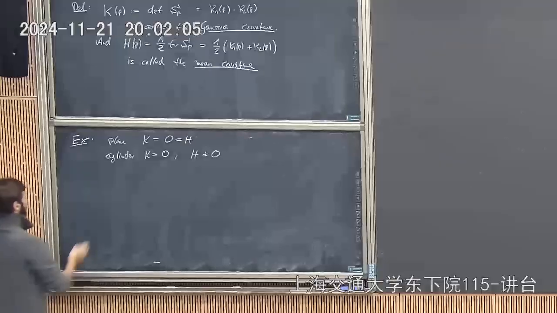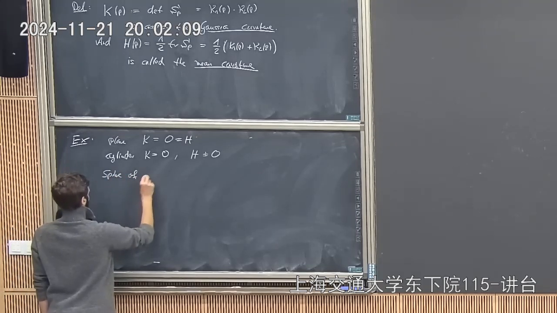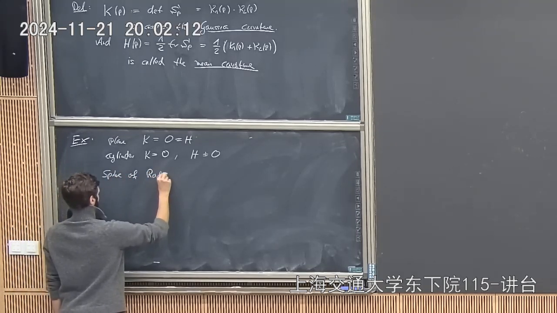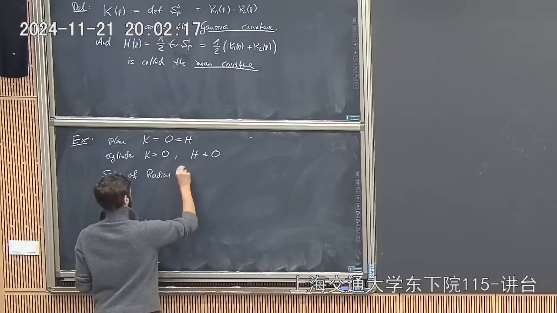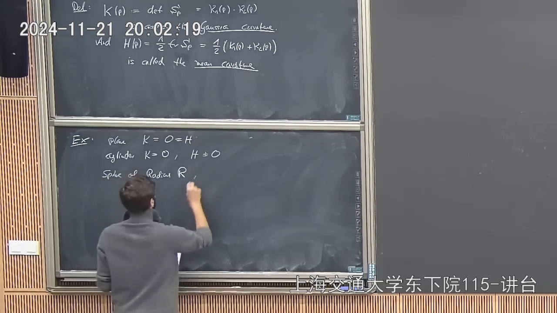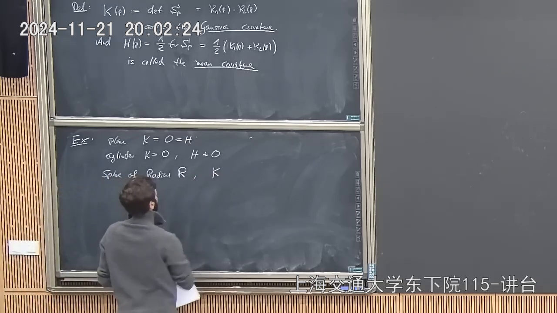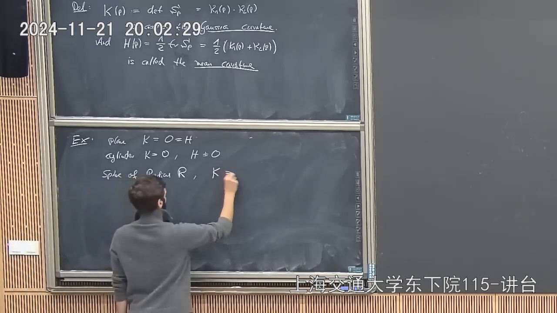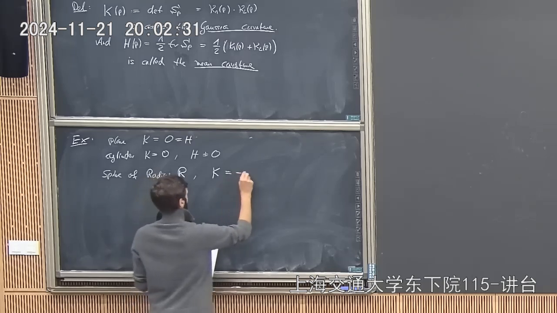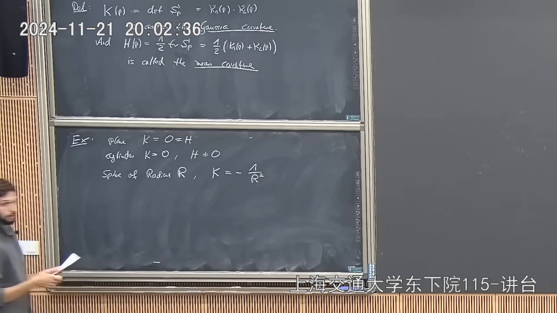And then another example would be the sphere of radius capital R. There we have that the principal curvatures are the same, and we get 1 over R squared as the product of them, with a minus sign.